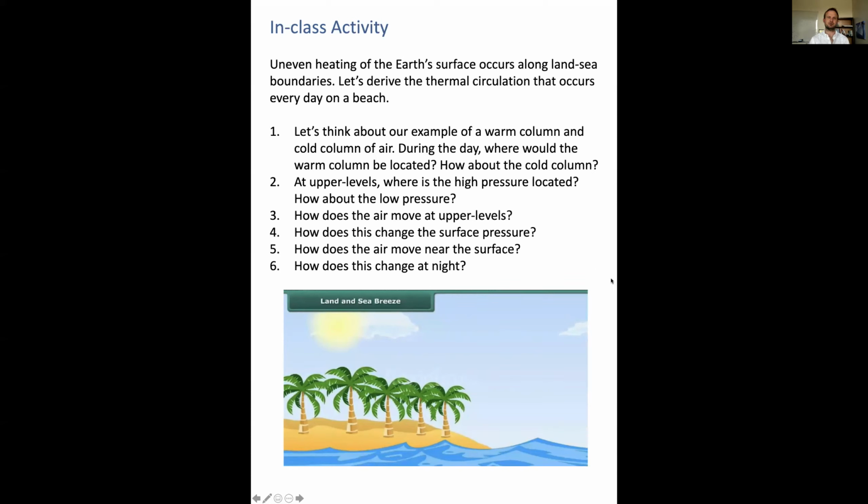Okay, so I invite you to draw a beach and to draw an ocean from left to right, and think about the daytime situation. Okay, so let's derive the thermal circulation that occurs every day on the beach, where the beach gets warm and the ocean is still cold. Okay, and apply the knowledge that you know of a warm column and a cold column, and try to follow these guidelines as I put them here. Okay, good luck.